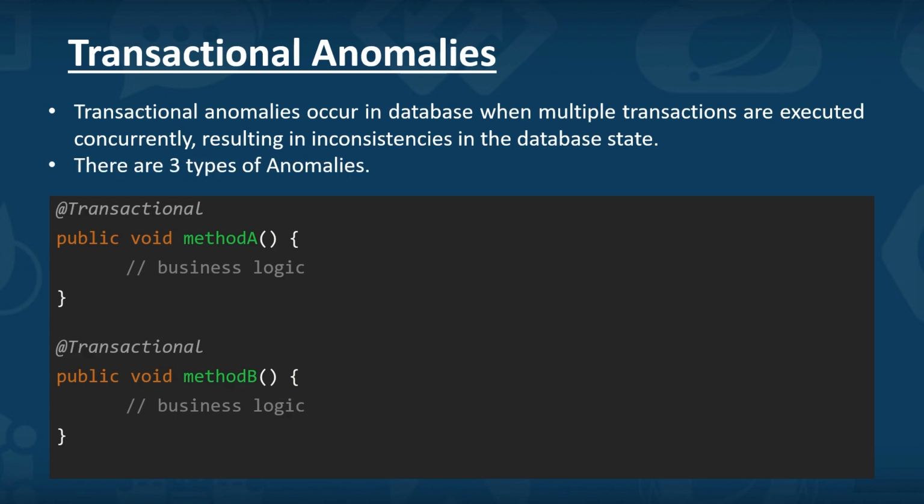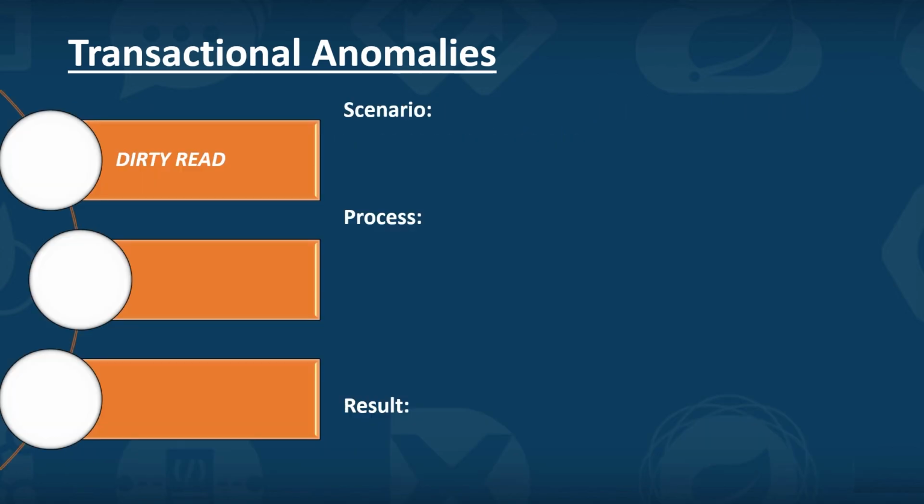Let's see what these were. So here we say there are three types of anomalies. For this, you don't need to mention anything in the @Transactional. These are the defects. First of all, we will try to understand these three types of defects. Then we will see how we can resolve them. The first defect which we talk about is the dirty read.